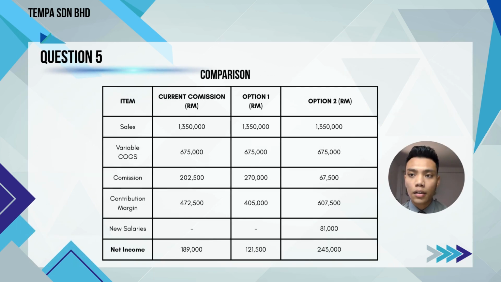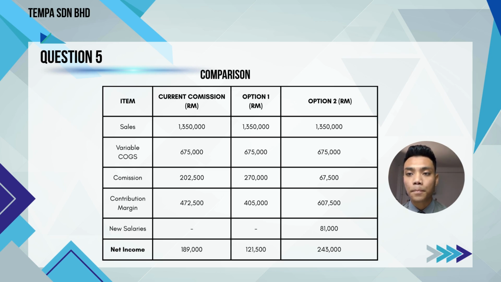Okay, so based on the table given, we can see the comparison between the three situations, which is the current commission, option 1 and option 2. We can see the amount of sales and the variable COGS is the same between the three situations. So let me focus on the commission, contribution margin and the net income. For the commission, option 2 records the lowest amount, which is RM 67,500 ringgit. For the contribution margin, option 2 records the highest amount, which is RM 607,500 ringgit. At the same time, option 2 also has the new salaries for their internal staff, which is RM 81,000 ringgit.